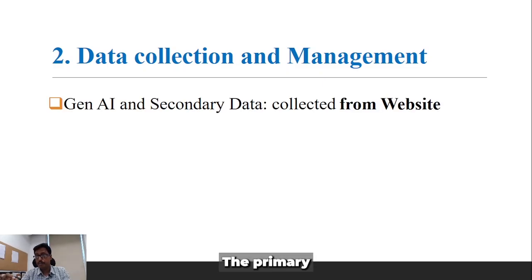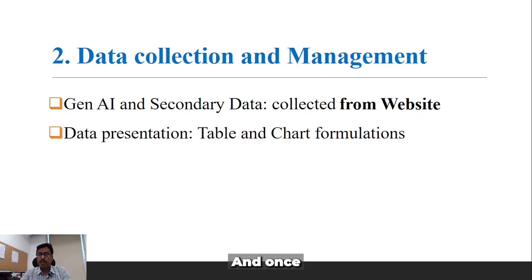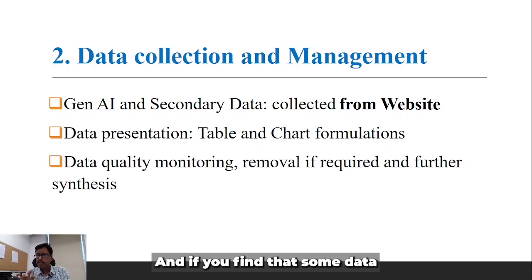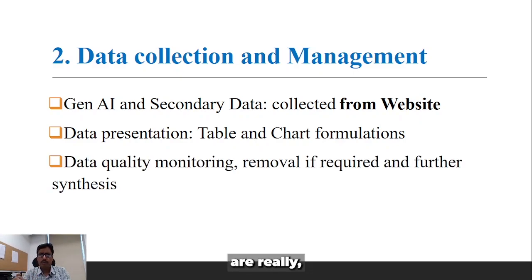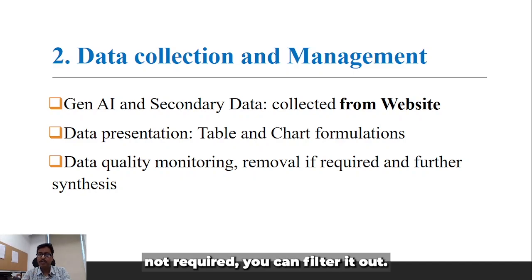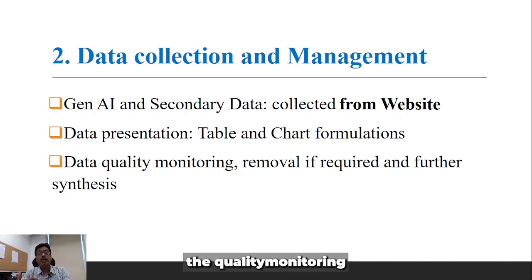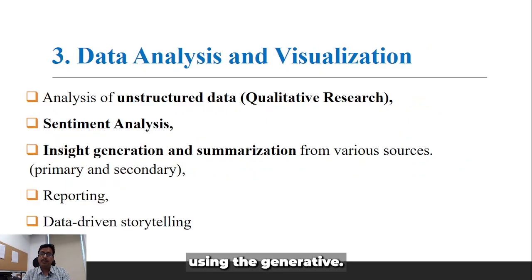The very first one is data collection and management. How do you collect data? The primary source of data collection here is a website. From the website we can scrape data, and we know that there are various Python tools where you can use code to scrape data. But here we use generative AI. I'll show you a demo for this. Once you collect the data, you can form tables, charts, and other statistics by using prompt commands. And if you find that some data are outliers or not required, you can filter them out. That means you can do quality monitoring using generative AI.